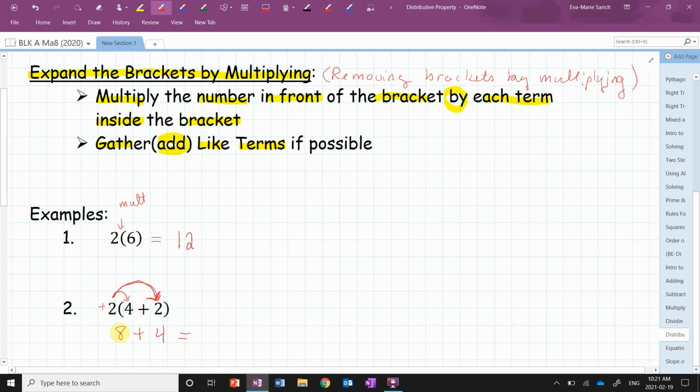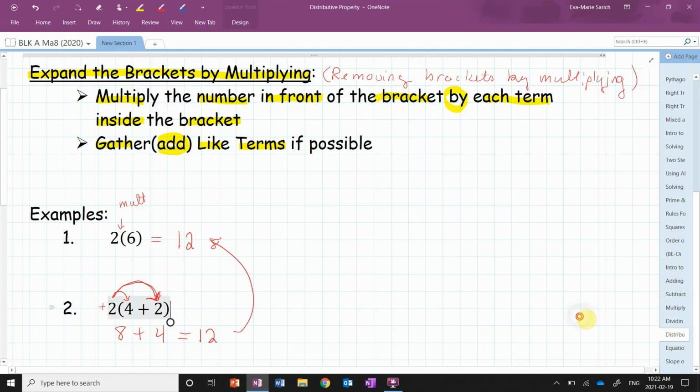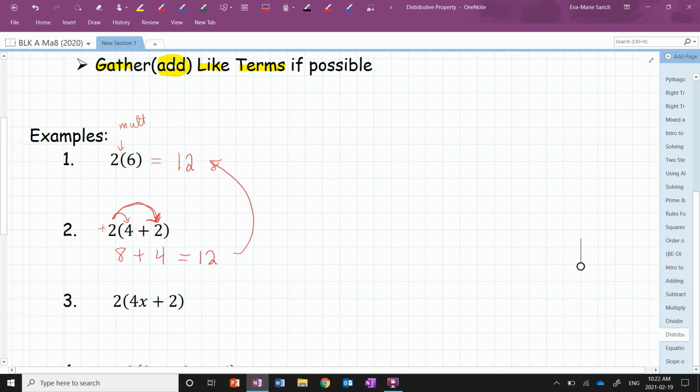Okay? So now, let's add these like terms together. There are numbers that can get added to other numbers. What is 8 plus 4? Well, that's 12. It should equal 12 because, look, that one was 12. So I'm just showing you that the distributive property actually gets you to the right answer. And some of you might have said, well, why didn't you just solve what's in the brackets first by adding it together? And yeah, you could have, and you would have got 12.